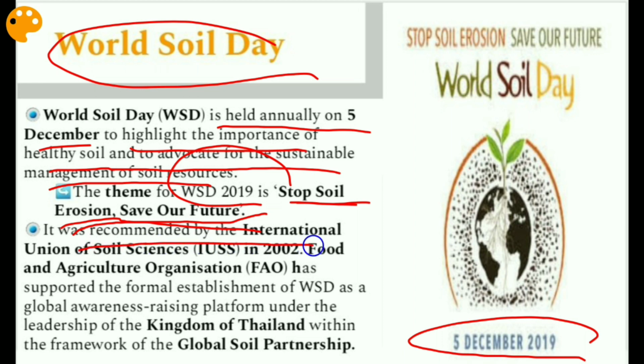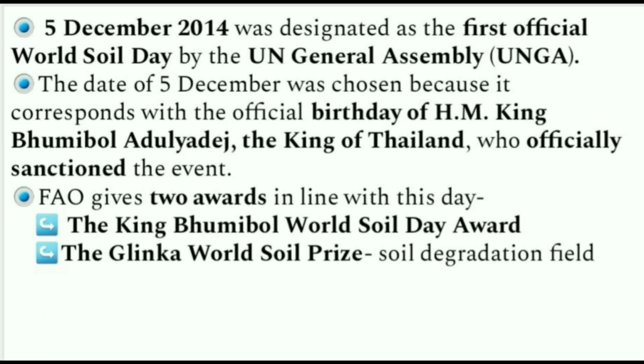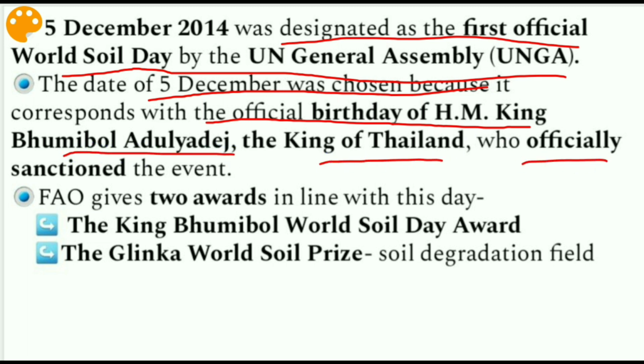It was recommended by the International Union of Soil Sciences in 2002. The Food and Agriculture Organization has supported the formal establishment of World Soil Day as a global awareness raising platform under the leadership of the Kingdom of Thailand within the framework of the Global Soil Partnership. 5th December 2014 was designated as the first official World Soil Day by the UN General Assembly. The date of 5th December was chosen because it corresponds with the official birthday of HM King Bhumibol Adulyadej, the King of Thailand, who officially sanctioned the event.